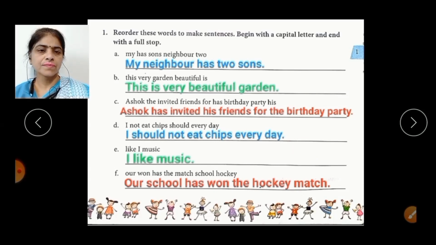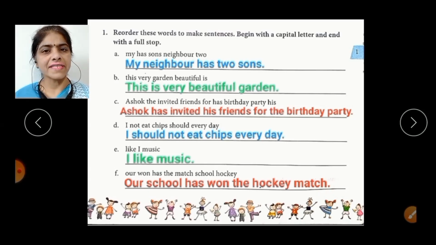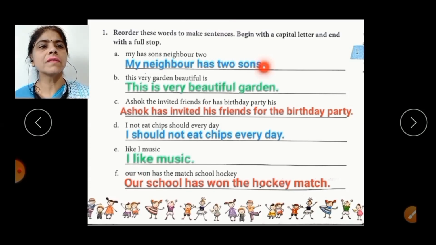Let's have the next one: like, I, music. After getting arranged: I like music. Let's have the last one: our, has, the, match, school, hockey. So the sentence will be: our school has won the hockey match. With this, the exercise is completed. Now you can observe one thing, that all sentences begin with capital letters and end with a full stop. You can see here the full stop. Now let's have the next slide.